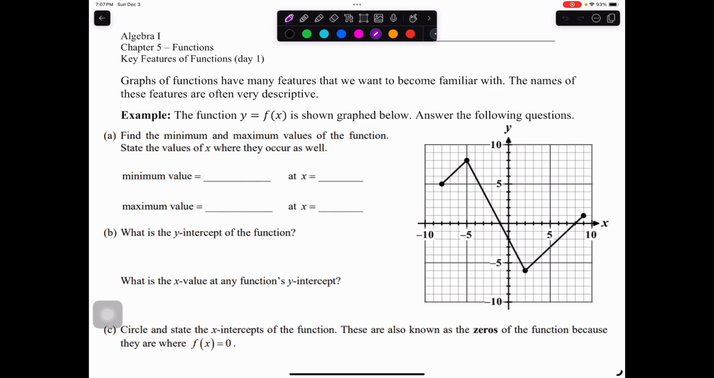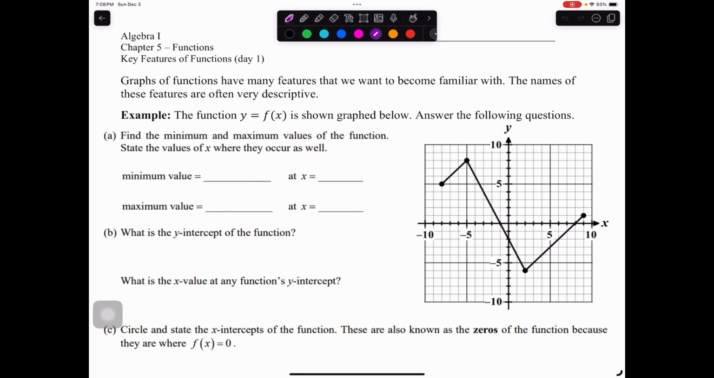Our next lesson is called Key Features of Functions Day 1. Graphs of functions have many features that we want to become familiar with. The names of these features are often very descriptive. So in our first example, we're going to look at the function y equals f of x shown on the graph below and answer the following questions.